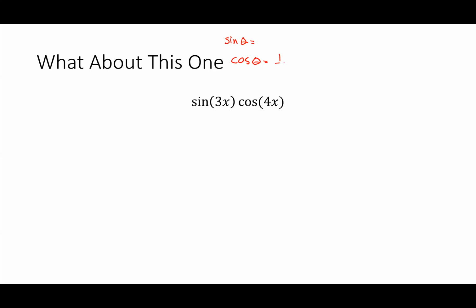I got a 1/2. Wouldn't it be 1/2 times e to the j theta plus e to the negative j theta? Yep. And it's very similar for the sine. It's 1 over 2j e to the j theta minus 1 over 2j e to the negative j theta. Okay, like that.